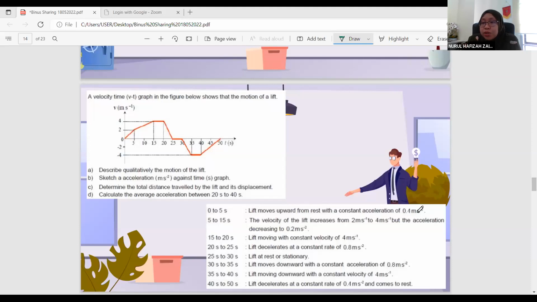So you know the motion of the leaf. In a normal situation, the leaf is speeding up, going upward, going downward. But in mathematical calculation, this is how you calculate. From 5 to 15 seconds, the velocity of the leaf increases from 2 to 4 meters per second. From the graph here you can see from 2 to 4 meters per second, and then rest or stationary and so on.